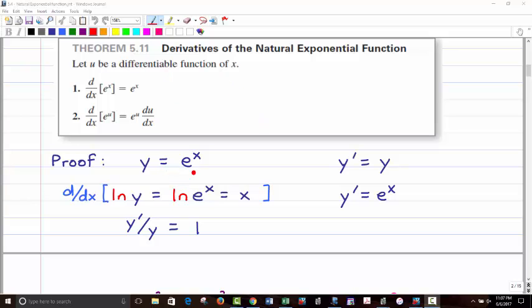So I start with y equals e to the x. I use logarithmic differentiation, so I natural log both sides. Now when I natural log the right side, ln of e to the x, I'm just left with x. And as we've seen before, the derivative of ln of y is y prime over y, equals 1. Bring the y over, so you have y prime equals y. And we know what y is from the very beginning, so you substitute it in there. It's e to the x. So therefore, when y equals e to the x, y prime equals e to the x.